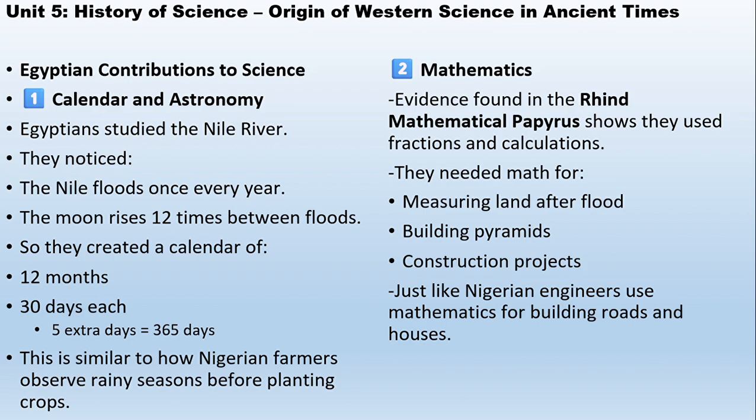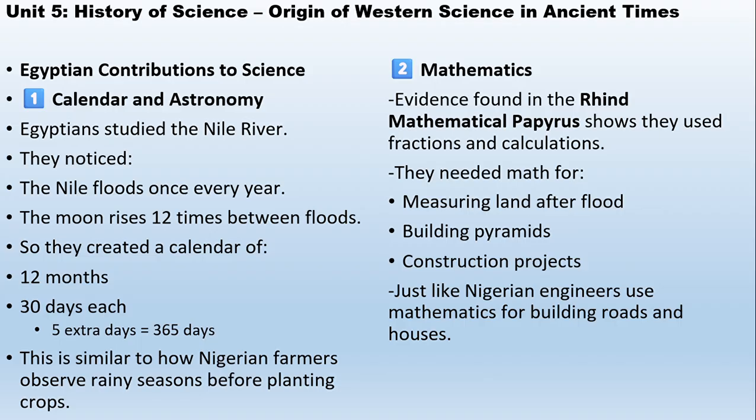Science and philosophy were still together then, and it was just the study of nature. If you were able to study nature, you were a philosopher. So their duty then was to study nature, and they studied the River Nile. They noticed that the Nile floods once every year.